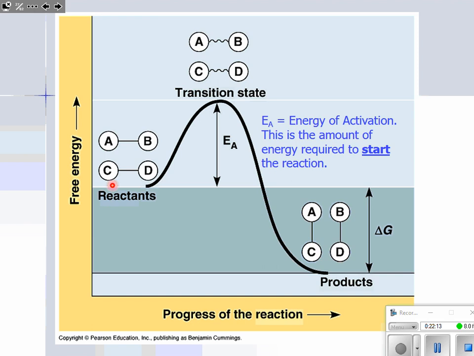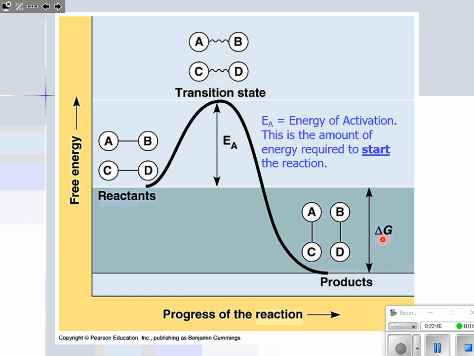So is this exergonic or is this endergonic? You should know at this point. Is this a positive delta G or is this a negative delta G? We started with this much energy, and then we end up way down here with only this much energy. We end up with low energy products. That means it's a negative delta G. That means energy was lost. So this is exergonic.